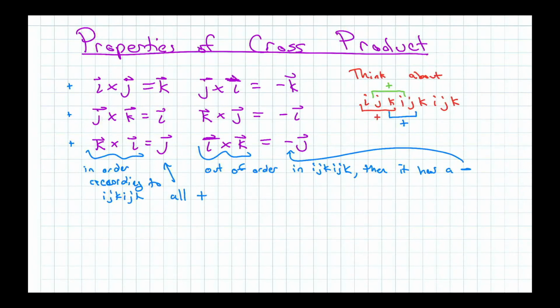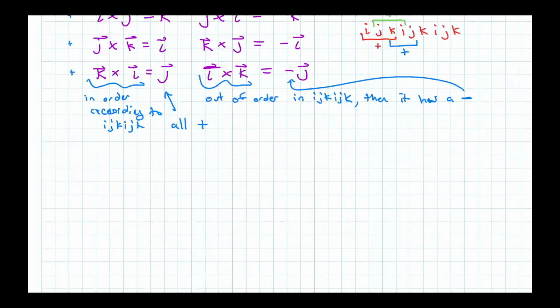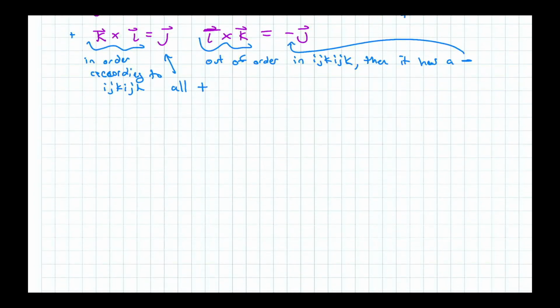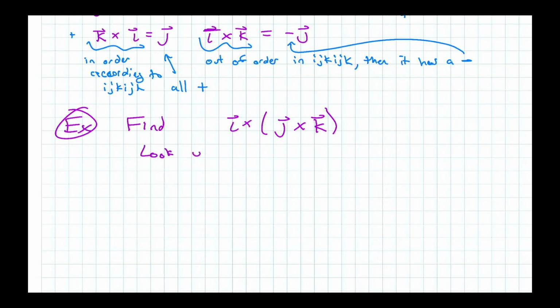You know, maybe you'll remember it, maybe you won't. It doesn't really matter. You can look it up, right? They make you do problems like this on the homework. Like they'll go, example, find I cross J cross K, like that. And they'll say find that, right? And then what you would do is you just look up the cross products on the list.